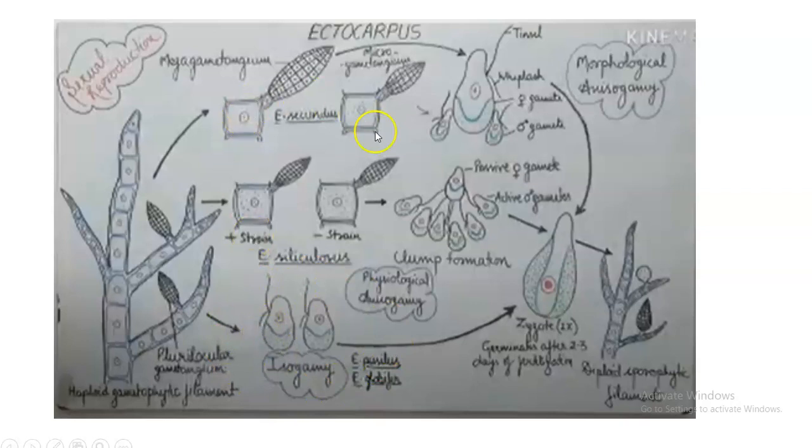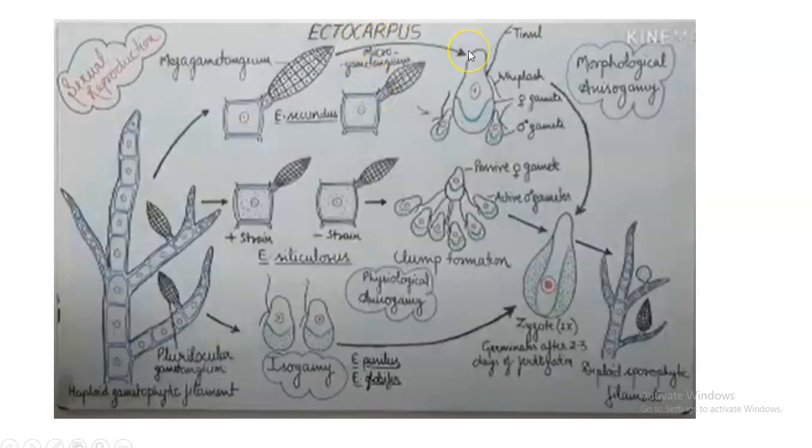Now coming to the anisogamous mode of reproduction in Ectocarpus, that is actually observed in two types. One is the kind of reproduction in which two types of gametes are formed. One type of gamete is formed from a larger gametangium, that is called megagametangium. Another type of gamete is formed from a small gametangium, that is microgametangium.